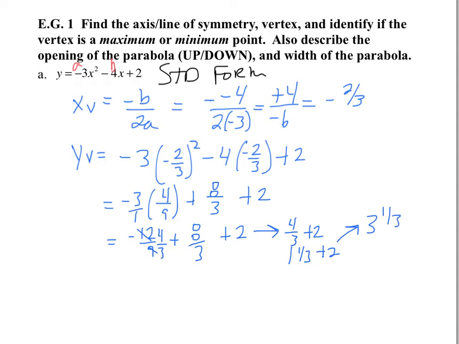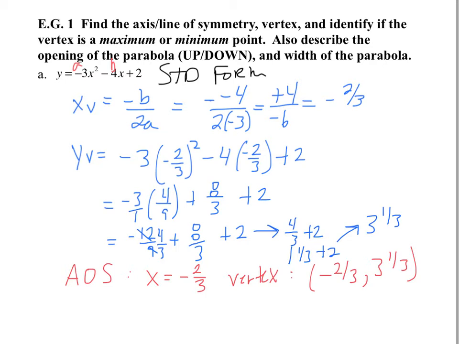So right now, I've got an axis of symmetry, and sometimes you'll see me abbreviate it this way here, AOS, axis of symmetry. We write that as an x equals, because it's a vertical line through the x-axis, negative 2/3. The vertex, which is a point, and it will always have an x and a y, is at negative 2/3, comma 3 1/3. And so far we've done the axis of symmetry, we've done the vertex.